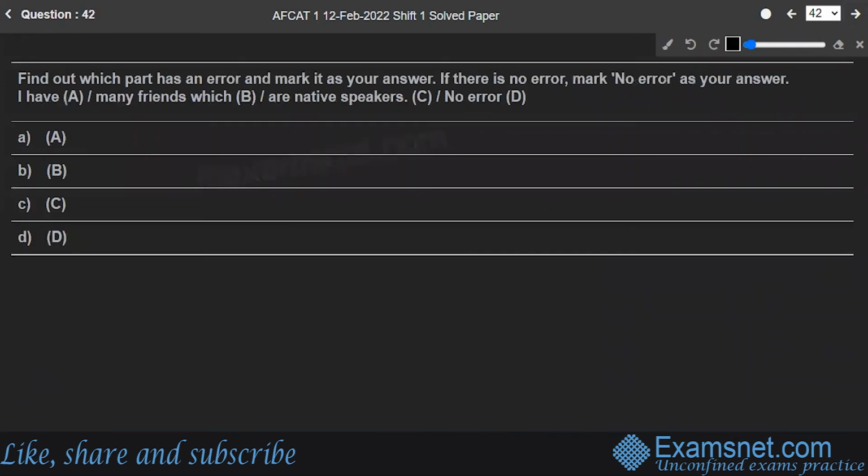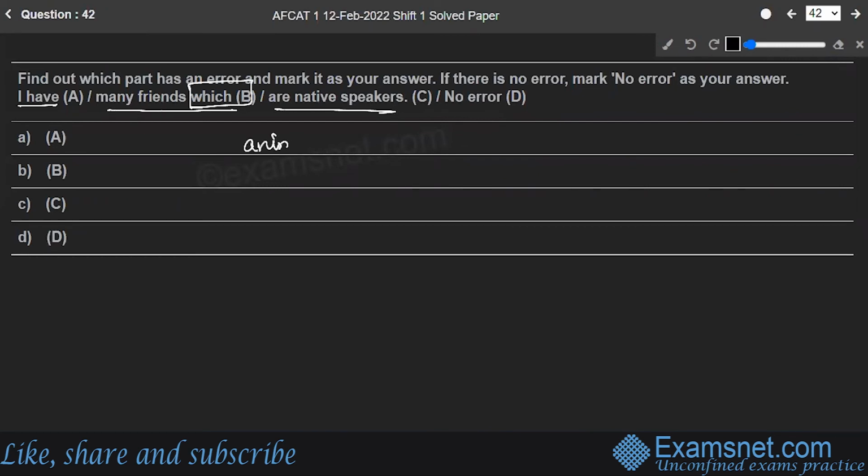Question number 42. In question number 42, you have to find out which part has an error and mark it as your answer. If there is no error, then you have to write down no error or option D as your answer. Else, you can continue. Let's read the statement. I have many friends which are native speakers.